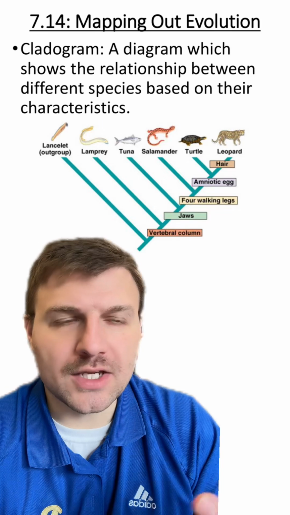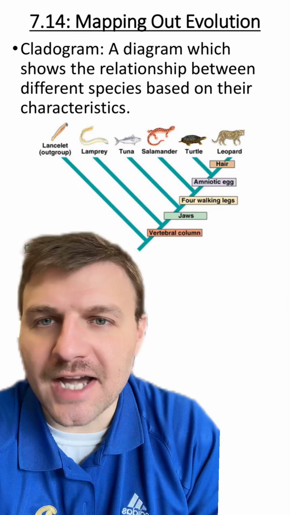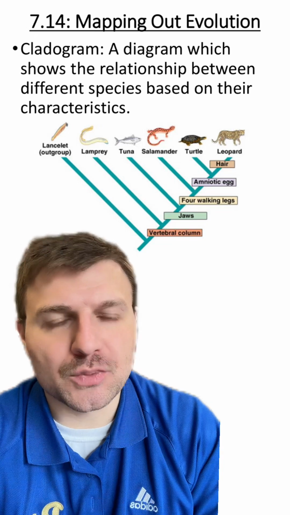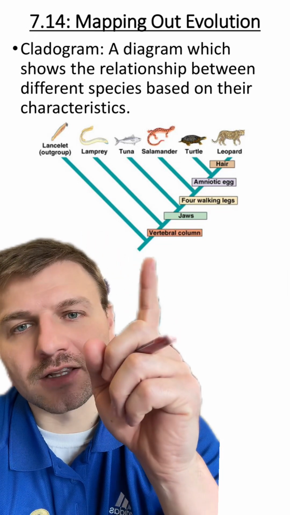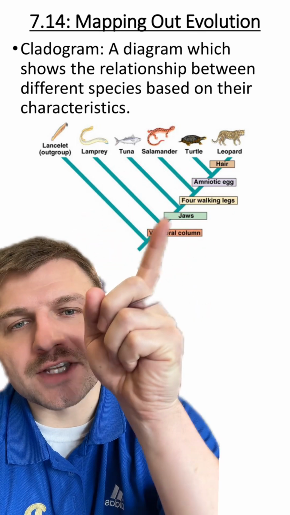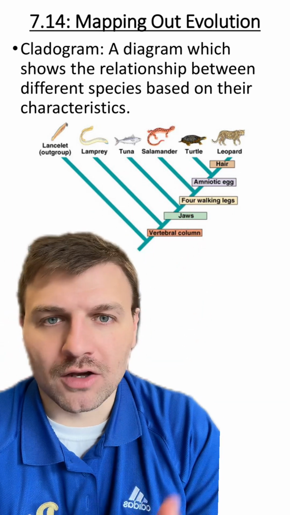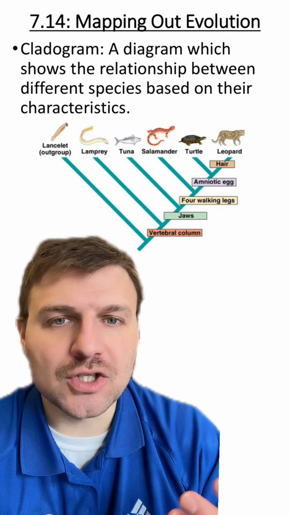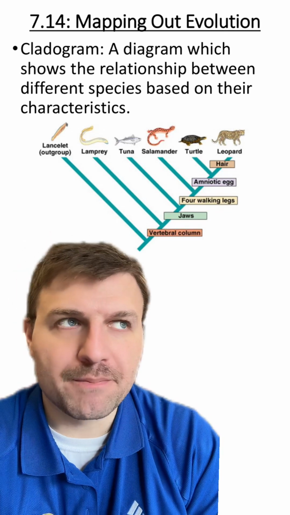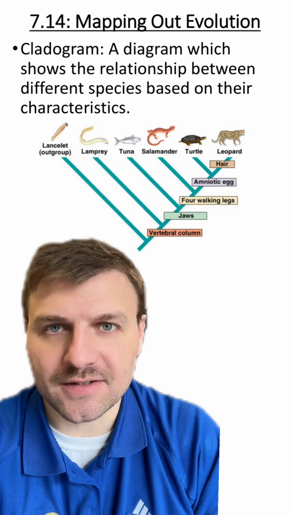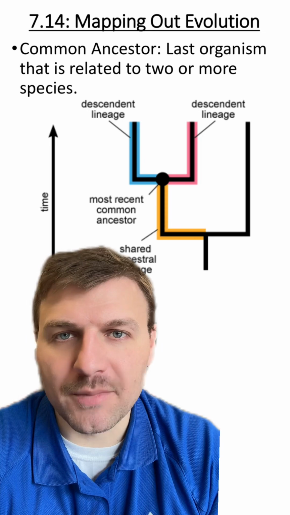One of the ways that we chart out evolution is by using something called a cladogram. This is just a diagram that shows the relationships between different species based on their characteristics. You can see in this cladogram, we have many different species at the top and different adaptations that have evolved along the way. These cladograms show us how closely two species are related to each other based on their shared characteristics.